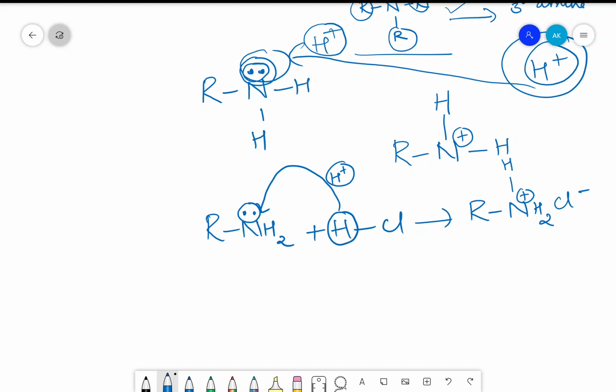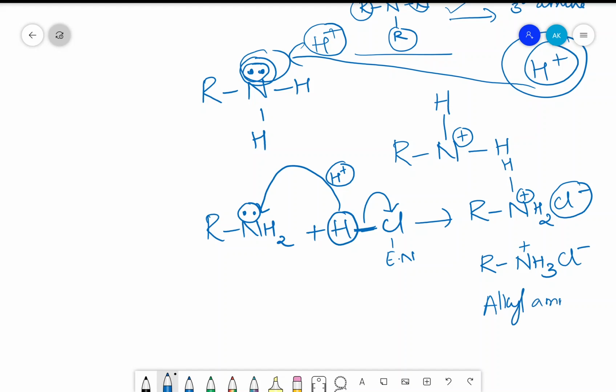And the Cl minus here is due to the transfer of the sigma bond to chlorine. Chlorine is more electronegative, which is why it will pull the sigma electrons towards it to get this negative charge. The simple representation can also be in this way, where we are writing RNH3 with a positive charge on nitrogen and Cl minus. This particular compound is called R, where R is the alkyl group, NH3 is ammonium, Cl is chloride.